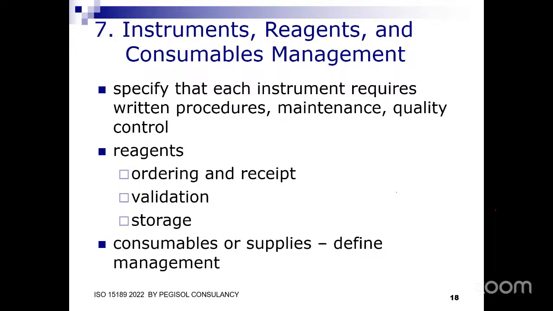Number 7 talks about instrument, reagent, and consumable management. Now, under this, we want to specify that each instrument requires a written procedure, maintenance, and quality control. All your reagents, how you order, receive, validate, store, all those processes, you need to state them. You don't have to write it as an SOP, but they have to be stated in the form of a statement. This is what to do.